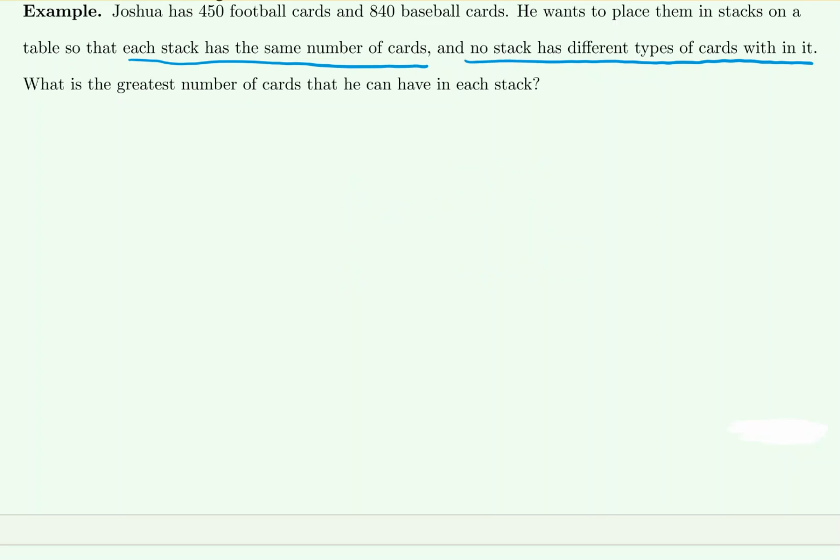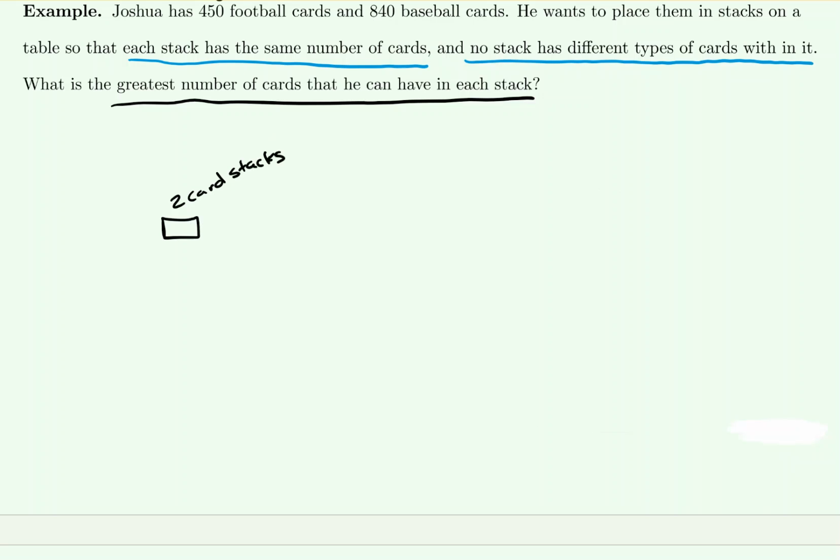So they can't mix, and we also want each stack to be equal. So we couldn't have stacks of different heights. They've all got to have the exact same number, and we can't mix different types of cards together. What is the greatest number of cards that he can have in a stack? So the way to think about this problem is we've got a few constraints. First of all, we want to know what is the greatest number of cards that he can have in each stack. So for instance, you couldn't say, well, 450 is even and 840 is even. So you could just have these 2 card stacks.